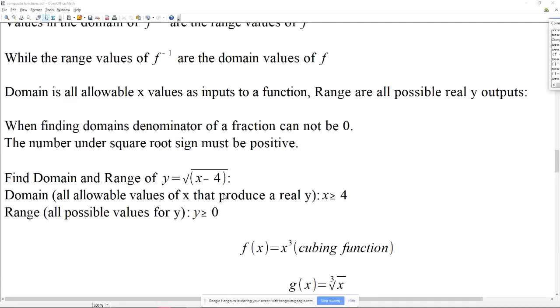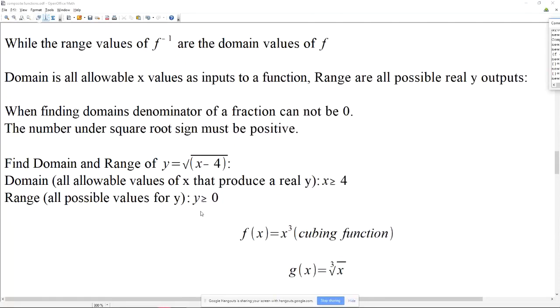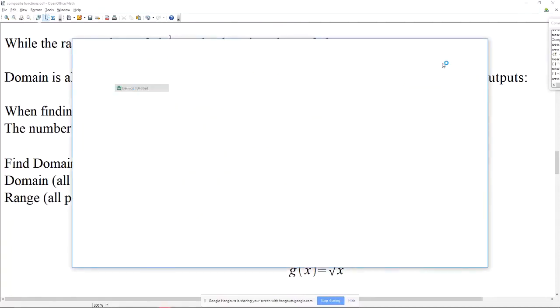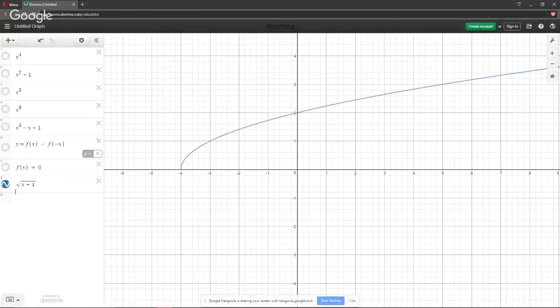Awesome. Okay, so range is all possible values for y. If I show you what this looks like on a graph, this is the square root of x plus 4. Now you notice it starts at negative 4. Remember, the domain is pretty much your x-axis, any number we can put in for x. And if the domain is the x-axis, what do you think the range is?